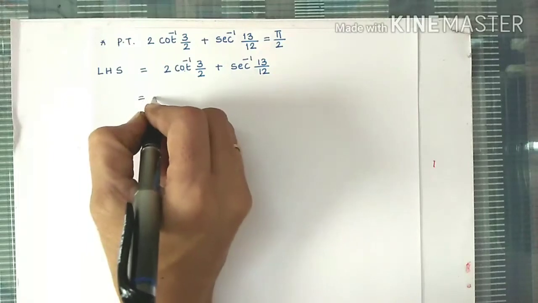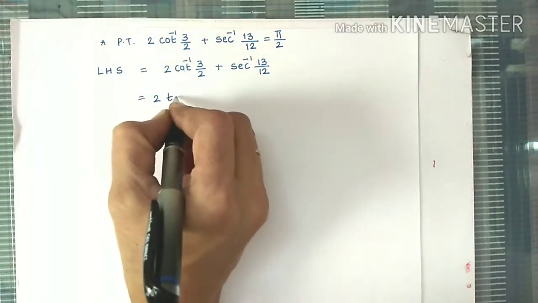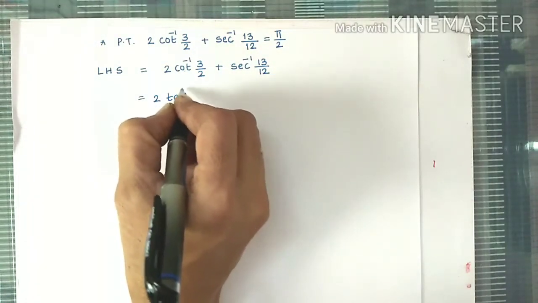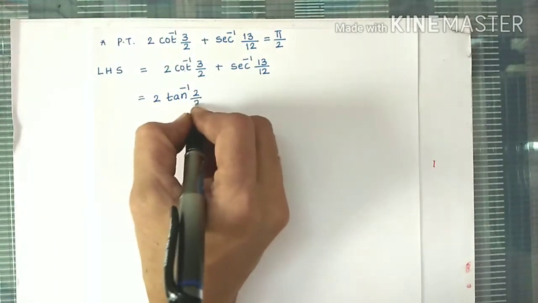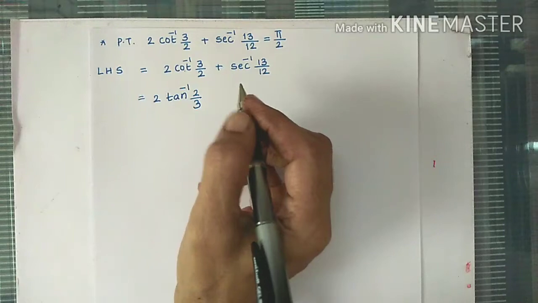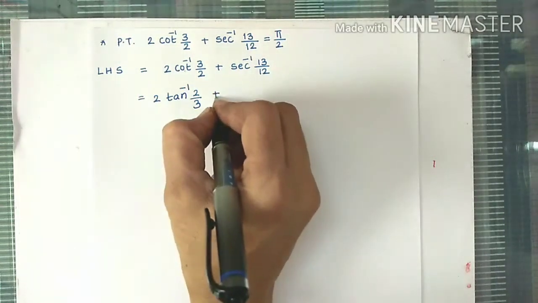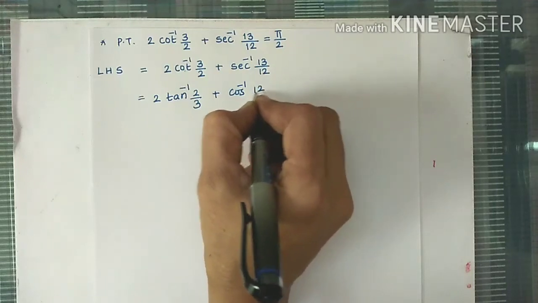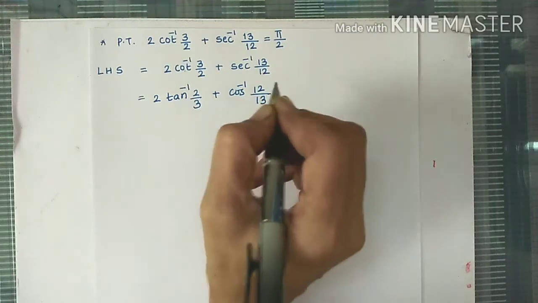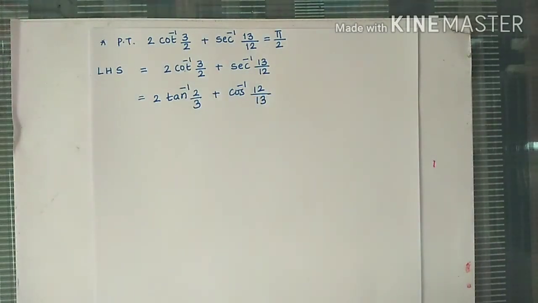So what was the property? Whenever we have to write cot inverse in terms of tan inverse, write the reciprocal of this term. So that becomes 2 tan inverse of 2 by 3. And sec inverse we can convert into cos inverse, so cos inverse of 12 by 13. Now we have to add these terms.